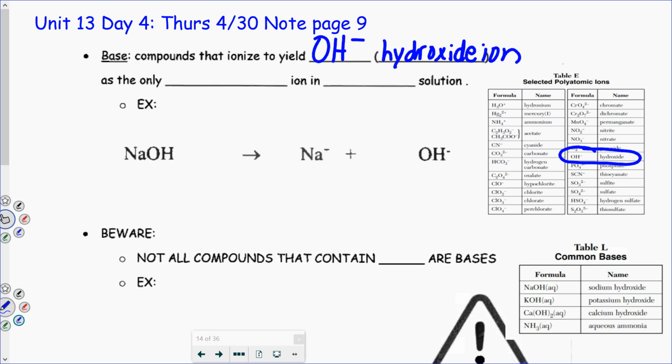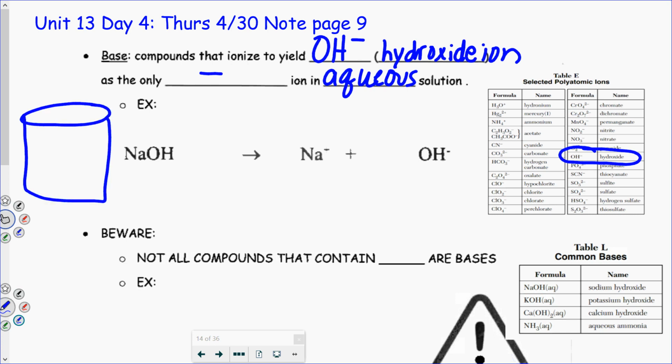As the only negative ion in aqueous solution. So the definition of a base is when you put it into water, it produces a hydroxide ion. So you can kind of draw that right here. Let's say you put NaOH, which is a base, into water. It's going to create Na+ and a bunch of OH-. So it's the presence of that OH- as the only negative ion in solution that makes it a base.